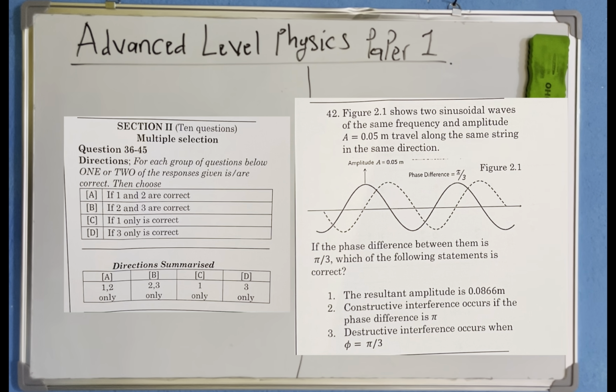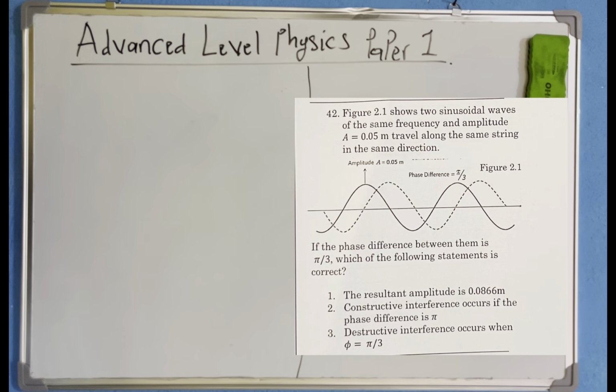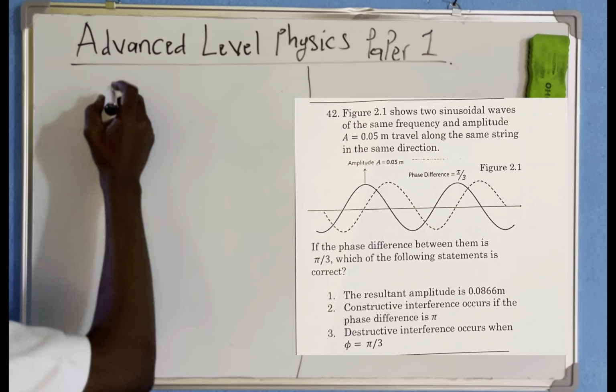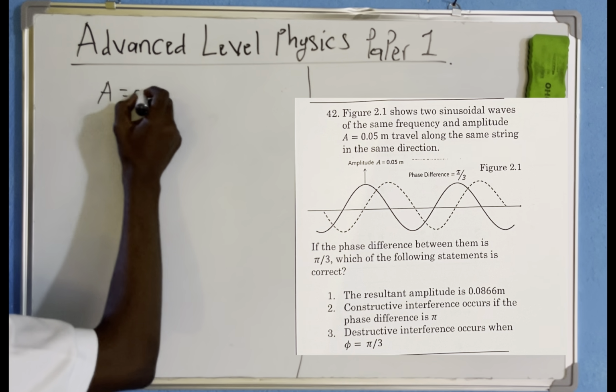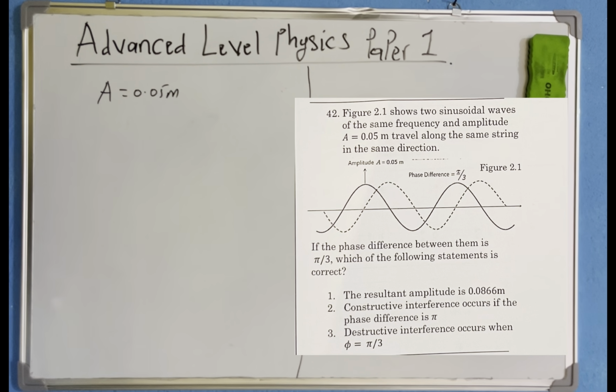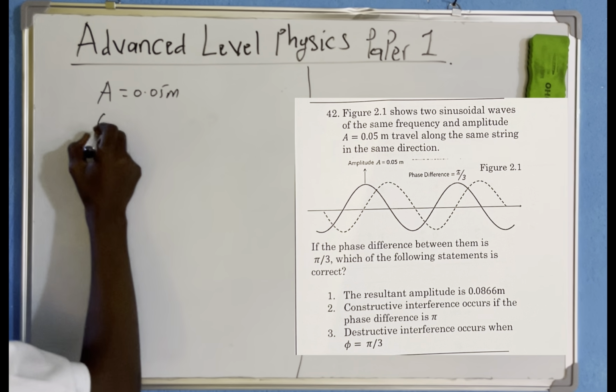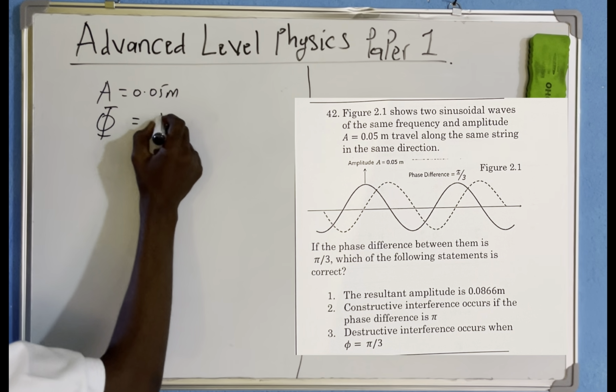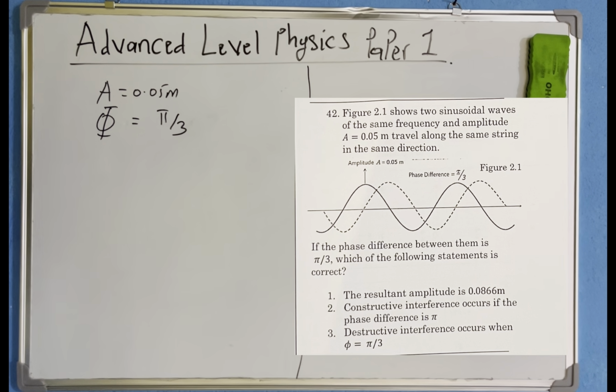Figure 2.1 shows two sinusoidal waves of the same frequency and amplitude, the amplitude being given as 0.05 meters, traveling along the same string in the same direction. If the phase difference between the waves is pi over 3, which of the following statements is correct? The first statement is: the resultant amplitude is 0.0866.